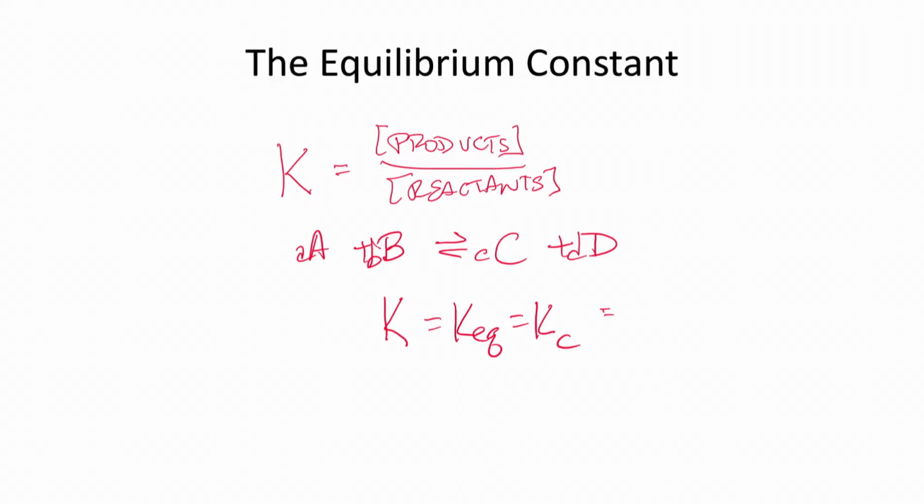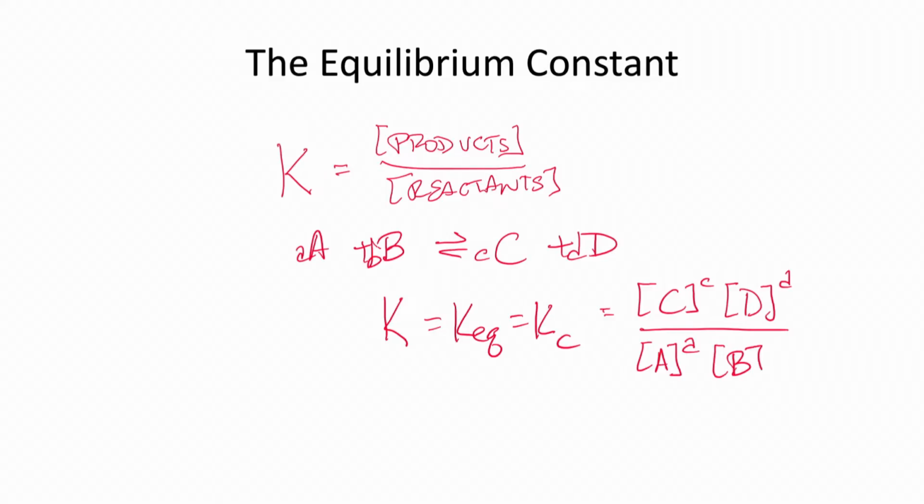This is going to equal the concentration of the first product, C, raised to the little c power, that's the coefficient, times the concentration of D raised to the little d power, over the concentration of A raised to the little a power, and the concentration of B raised to the little b power. Okay, and so this equation here allows me to figure out the equilibrium constant for pretty much any chemical reaction that I can imagine between reactants and products.